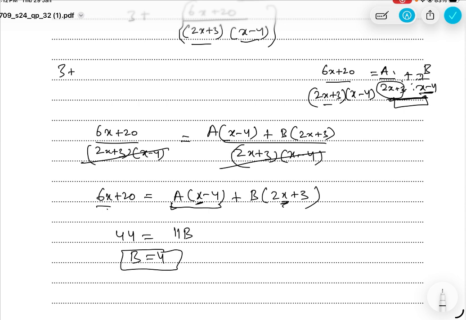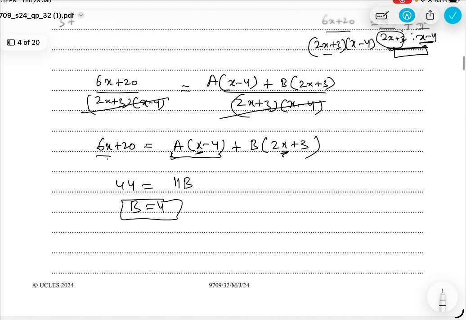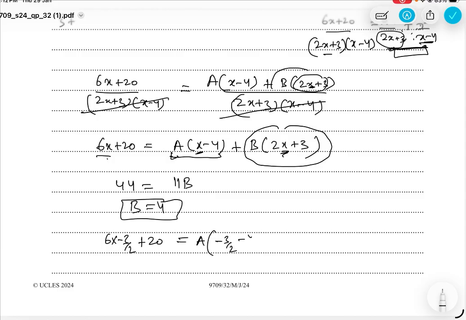Put any value of x, any value if you want. So we can make this 0 as well. How can we make this 0? We can put x as negative 3 by 2. Okay? So by putting negative 3 by 2, we will get 6x plus 20 equals to, see, negative 3 by 2. So this term is 0 now. This term is 0. We will have A times negative 3 by 2 minus 4. Yes or no?